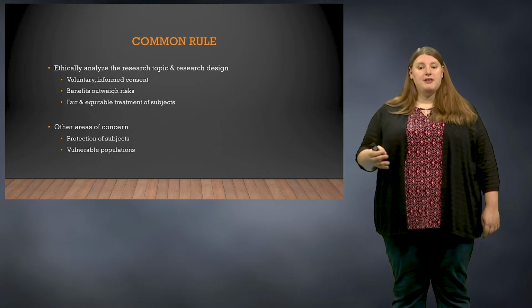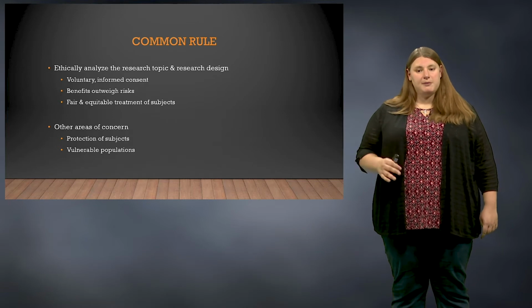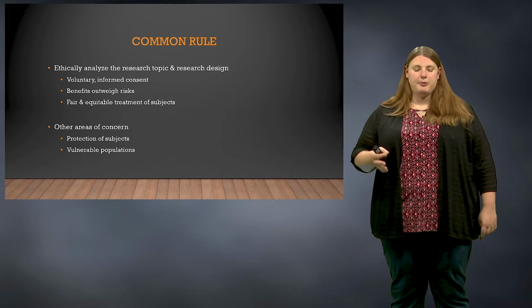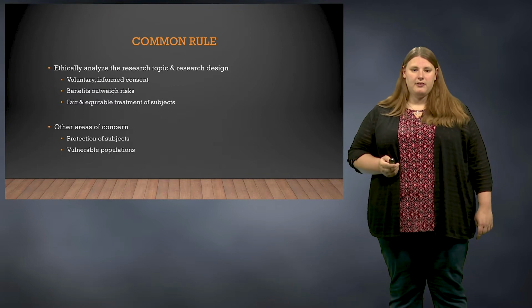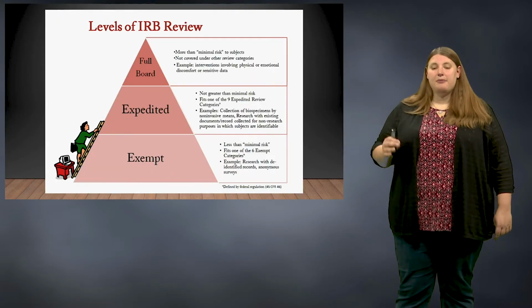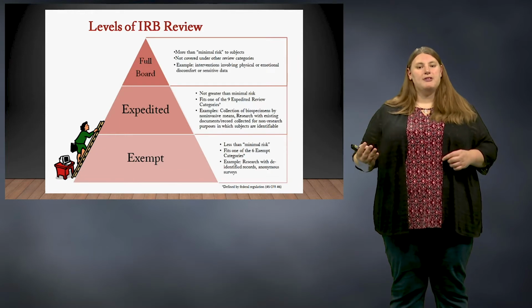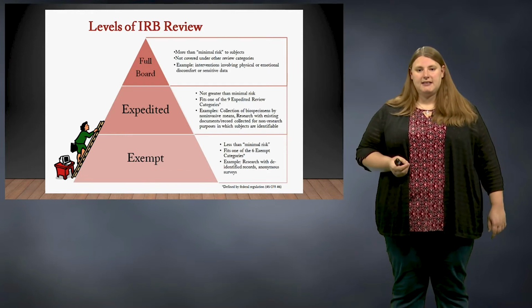IRB reviews will also examine the researcher's use of vulnerable subjects, as described by Parts B through D of the Federal Policy for Protection of Human Subjects. There are 3 different ways that a study can be reviewed by the IRB. The type of review is going to be influenced by the specific study characteristics.